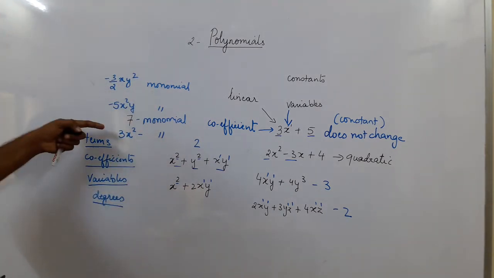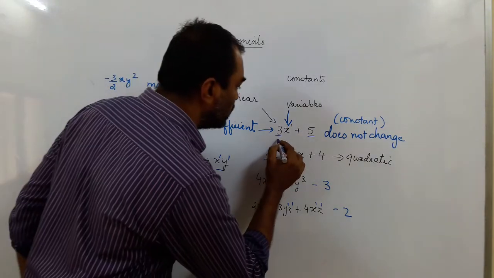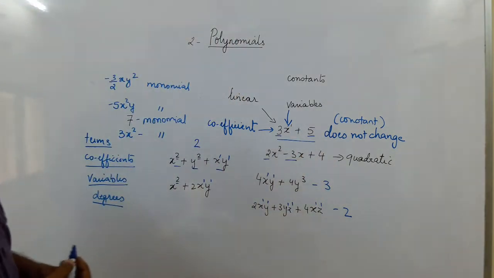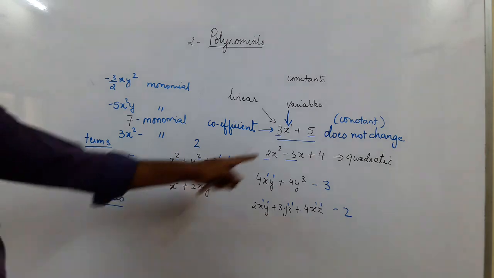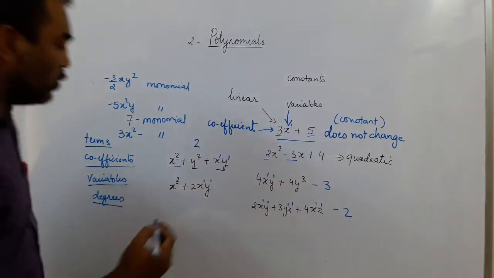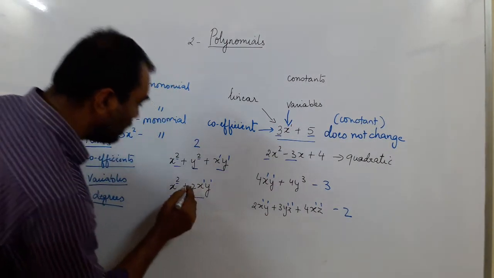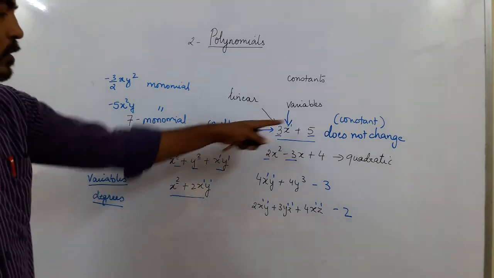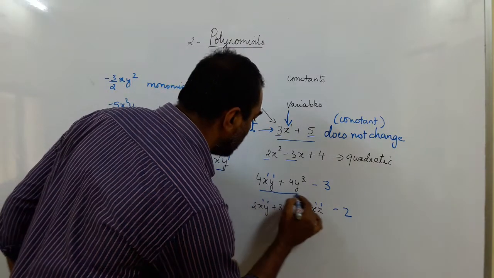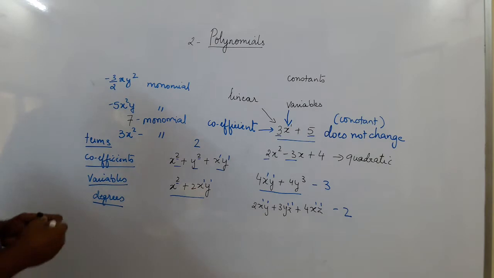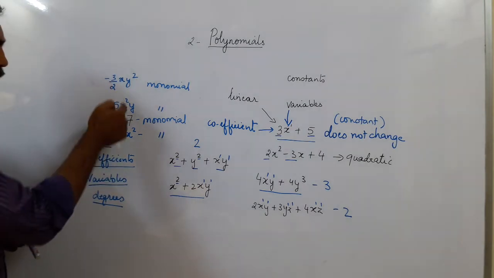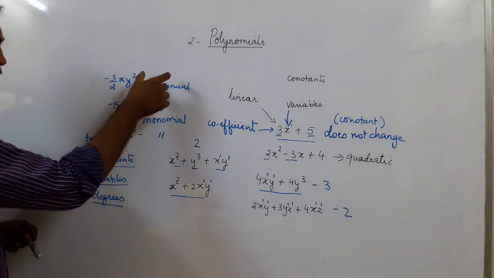Can you see that? Monomial. Now there are 2 terms here. So this is called a binomial. So this one here is a binomial. This one here is a binomial. Why binomial? 2 terms. This one here is a binomial. So first you understand terms. Only one term is a monomial.